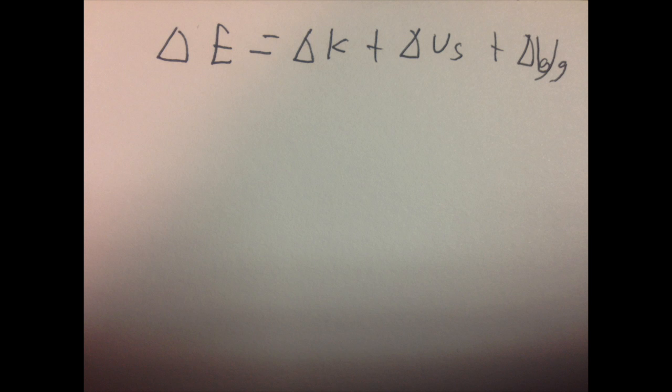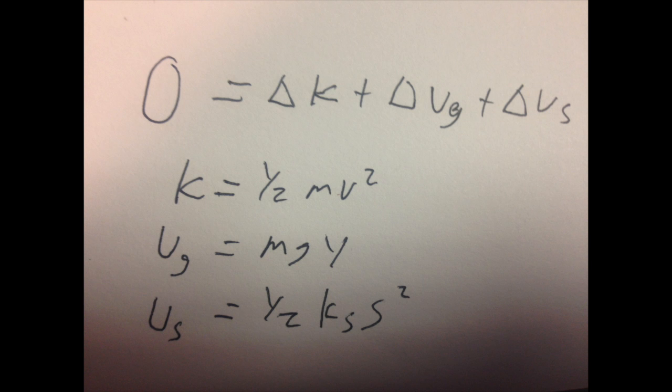The second fundamental principle that we use is delta E equals delta K plus delta U_S plus delta U_G. No energy leaving the system, so 0 equals delta K plus delta U_G plus delta U_S. And for those individual ones, K equals 1 half m v squared, U_G equals m g y, U_S equals 1 half k s squared. This then can lead us into our Python code.